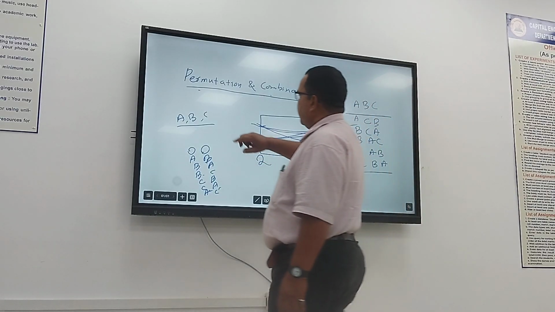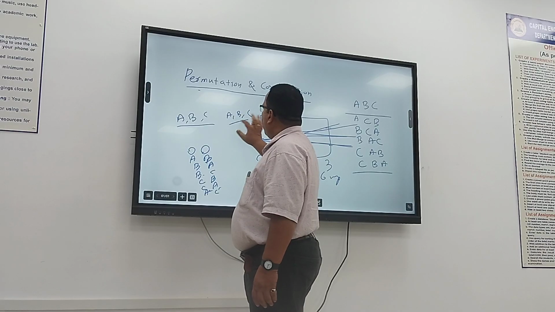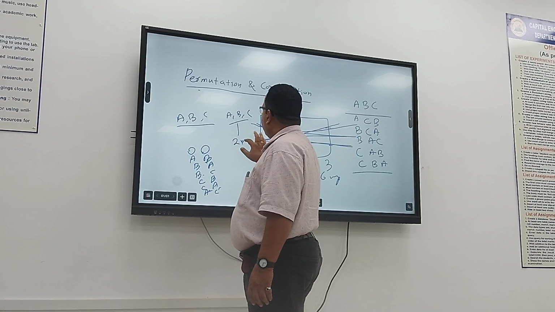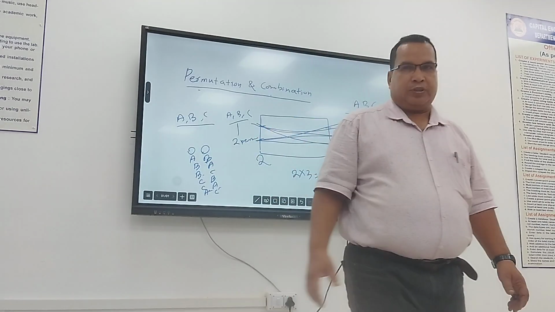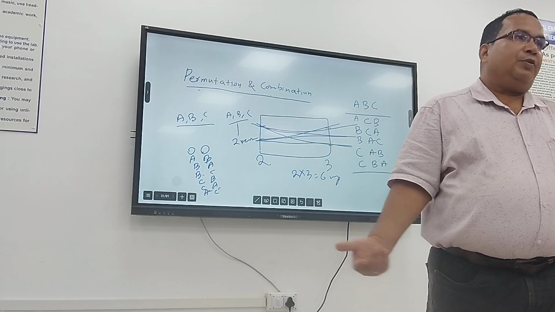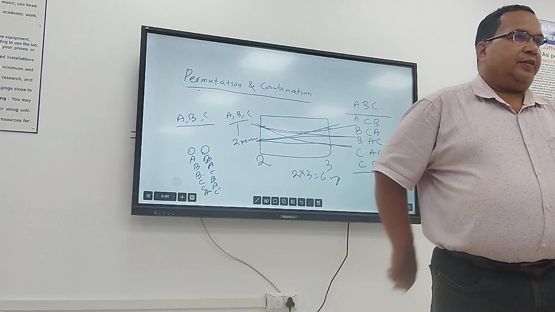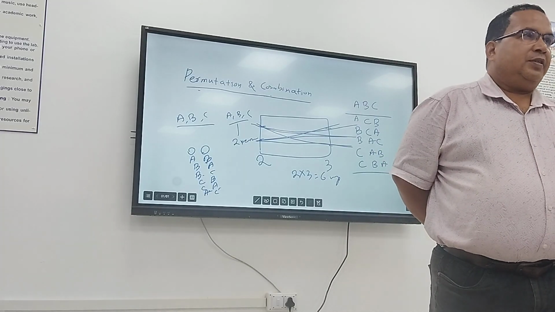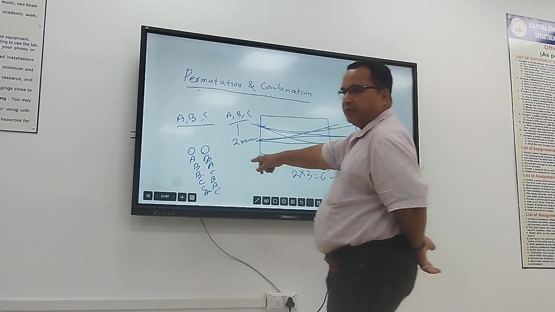But take the same question as a selection. A, B, C: 3 persons are there. I want to select 2 persons. Say some debate competition is there, and 2 persons are to be selected from out of 3. Then how many ways is it possible? 3 persons are there, 2 persons are selected. How many ways?